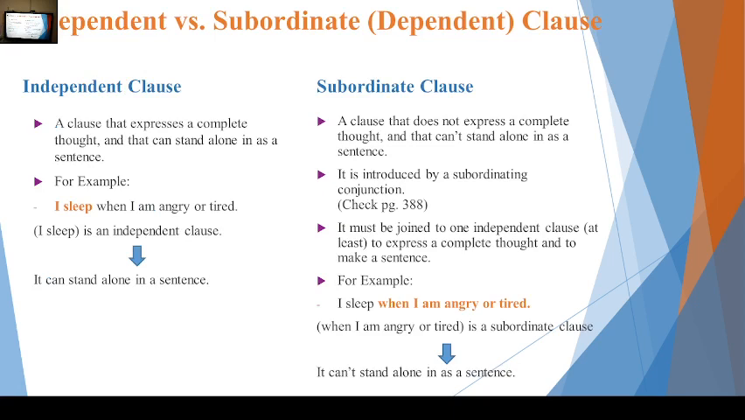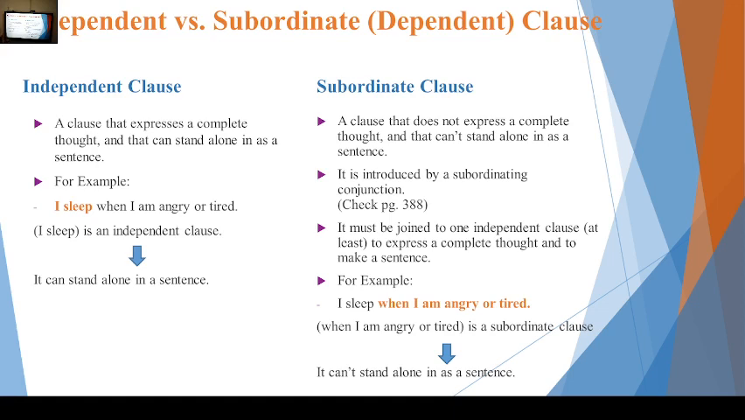Now, what is the difference between an independent and a subordinate clause? An independent clause is a clause that expresses a complete thought and can stand alone in a sentence. So for example, when you say, I sleep when I'm hungry or when I'm angry or tired, I sleep is an independent clause. It can stand alone in a sentence. So we can say I sleep and then we stop. We don't have to add anything else to complete the meaning. The meaning is complete. Tamam?